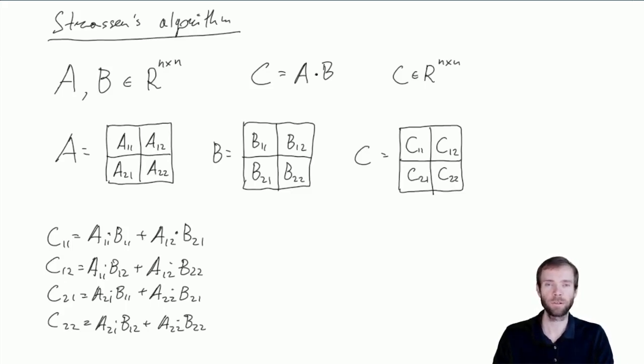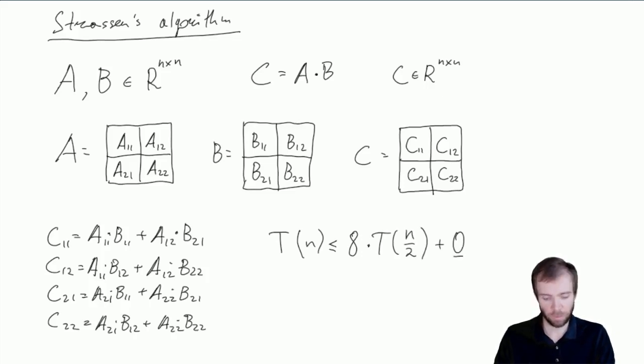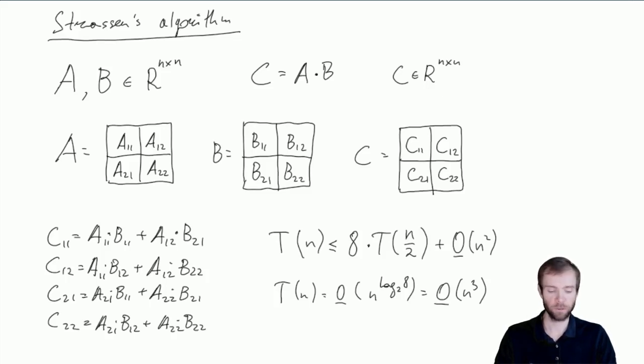Now, if we employ this approach to recursively compute these products and then combine them to get the complete matrix C, we obtain that the complexity of multiplying two n by n matrices does not exceed the complexity of 8 multiplications of matrices of size n over 2 plus big O of n squared operations, because this kind of addition of two matrices is done in time quadratic in n, just because matrices have quadratic number of elements. But then the master theorem tells us that T of n is big O of n to the power of log base 2 of 8, which is big O of n cubed.